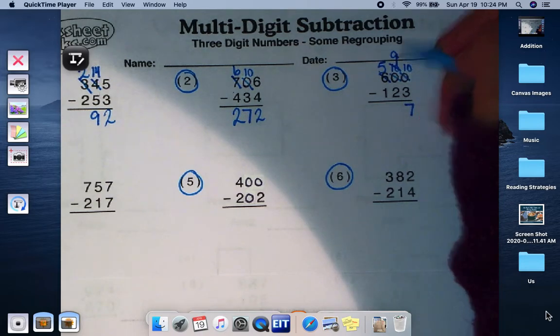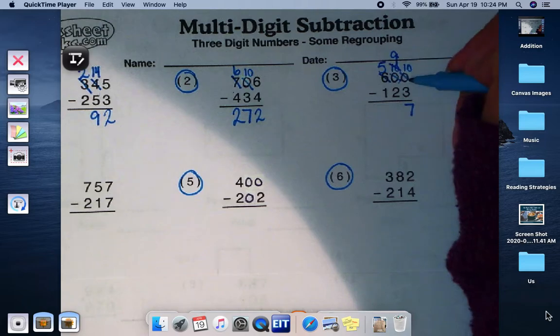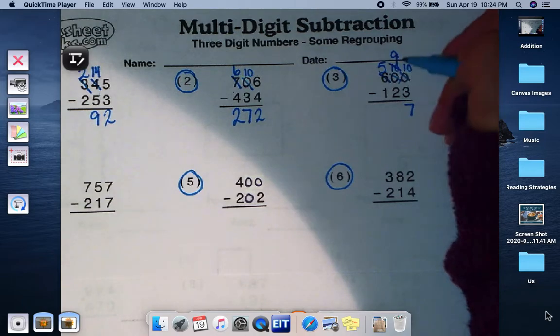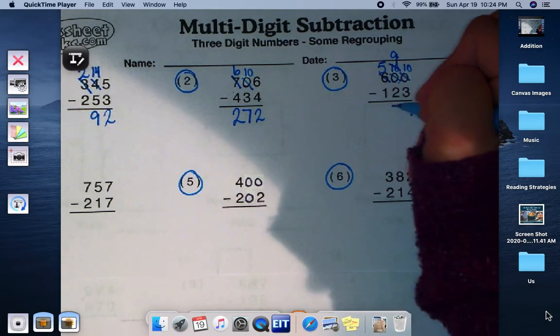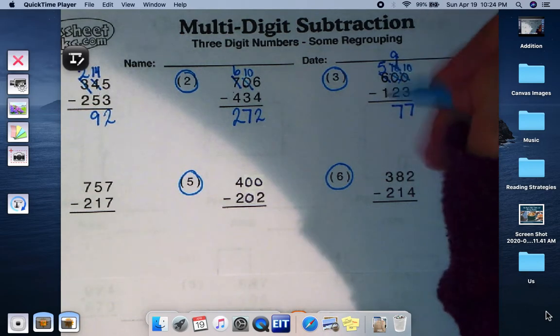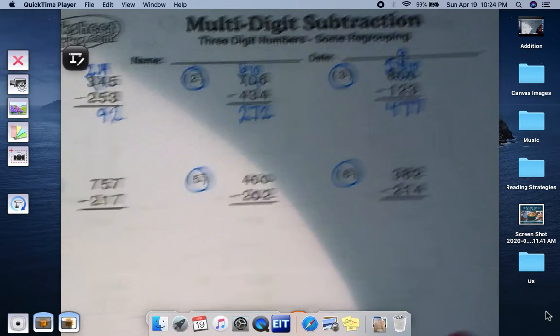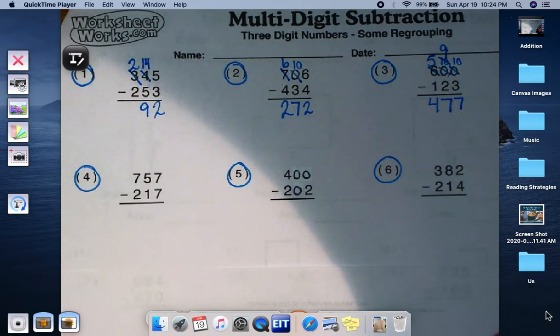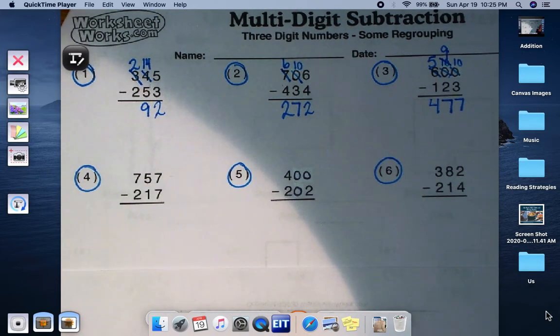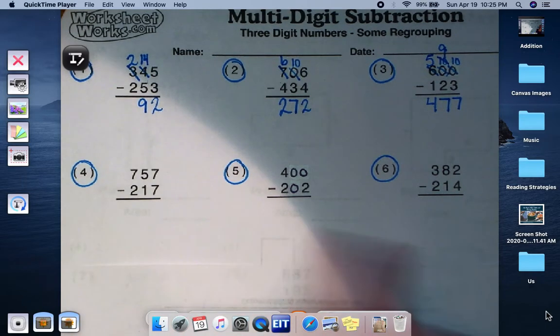9, remember I couldn't borrow from it. Then I borrowed, this became a 10, but then I had to take from the 10 to bring over to the 1, so that's why it's a 9. 9 minus 2 is 7. 5 minus 1 is 4. All right, I did those 3 for you. Go ahead and pause the video and try the next 3 on your own.